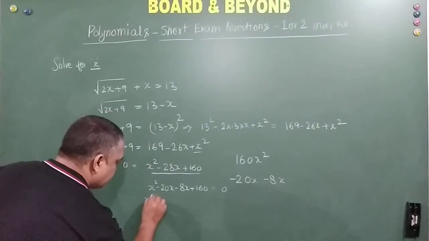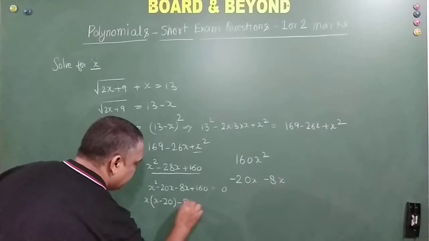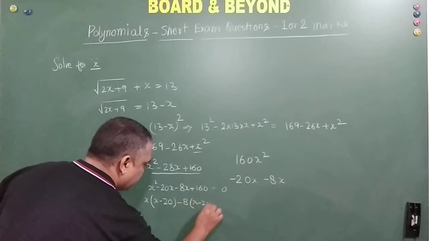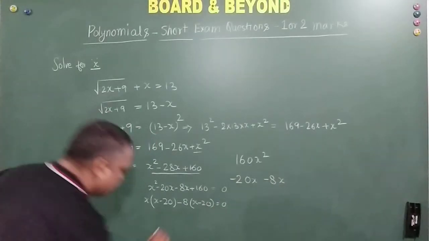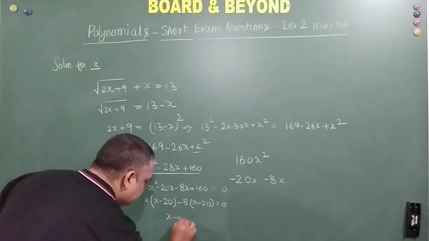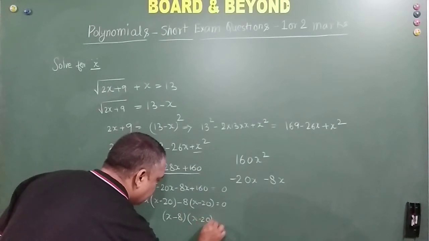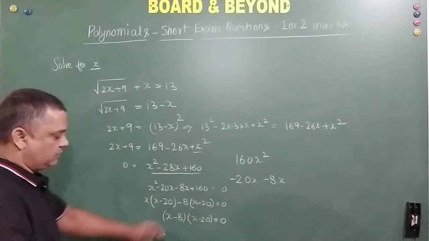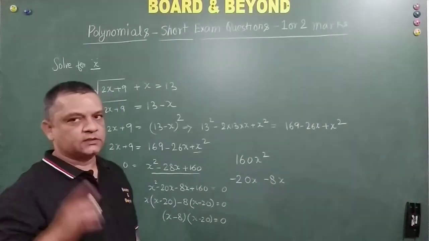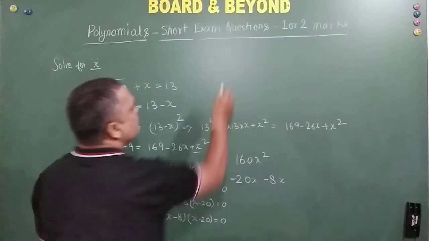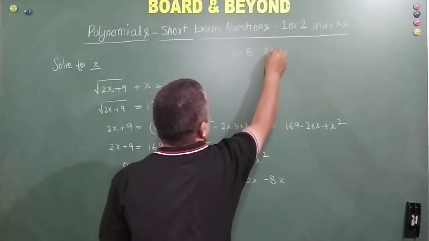So x here giving me x minus 20, minus 8 giving me x minus 8. So x minus 8 and x minus 20 is equal to 0. Now the product of this and this is 0, so either x is equal to 8 or x is equal to 20. Right? So x is equal to 8 or 20.